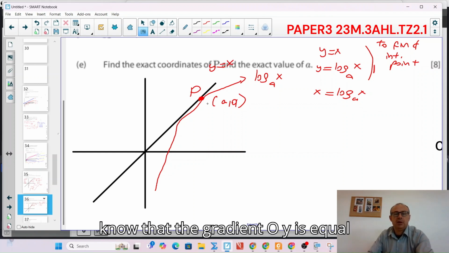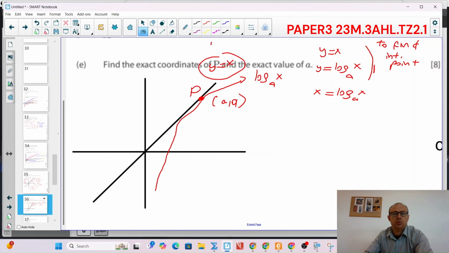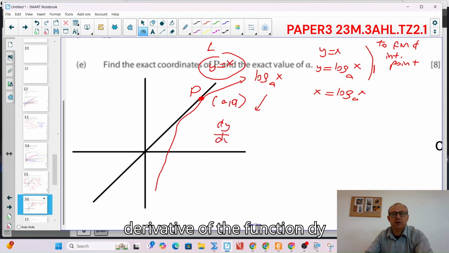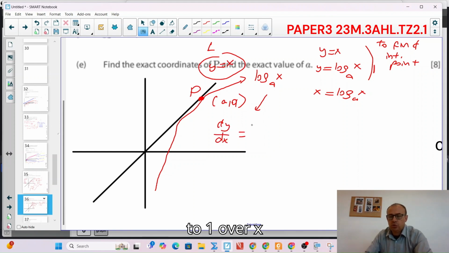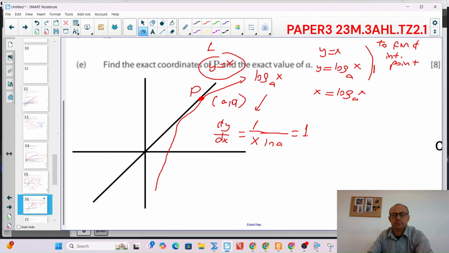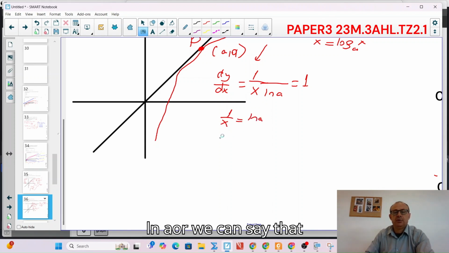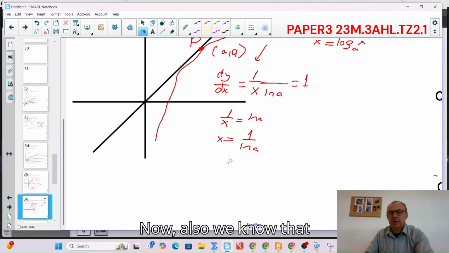Also, we know that the gradient of y is equal to x, the gradient of that line, is equal to 1. So we have to take the derivative of the function. dy over dx is equal to 1 over x times ln a. And this gradient must equal 1. Then 1 over x is equal to ln a, or we can say that x is equal to 1 over ln a.